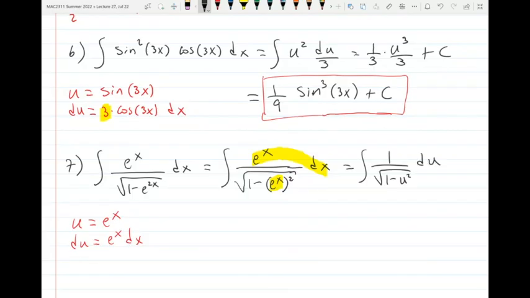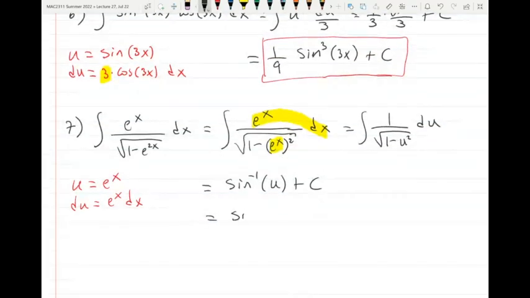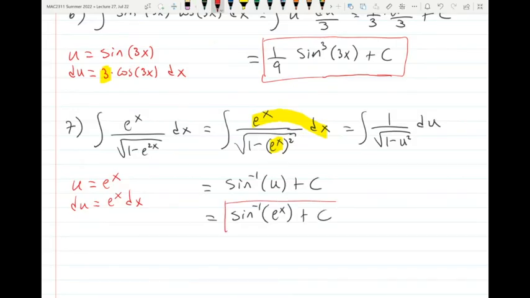And so the question is, can we solve this integral? Well, if you think about it a little bit, you should realize that this is actually one of our basic integrals. This is the arcsine, or the inverse sine integral. So this becomes inverse sine of u, and therefore the answer here is the inverse sine of e to the x. Okay?